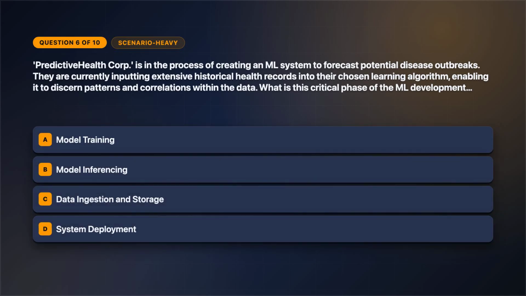Now, question 6. Picture the scenario first. Predictive Health Corp is in the process of creating an ML system to forecast potential disease outbreaks. They are currently inputting extensive historical health records into their chosen learning algorithm, enabling it to discern patterns and correlations within the data. What is this critical phase of the ML development lifecycle known as? Select one answer. Review the answer choices on screen.